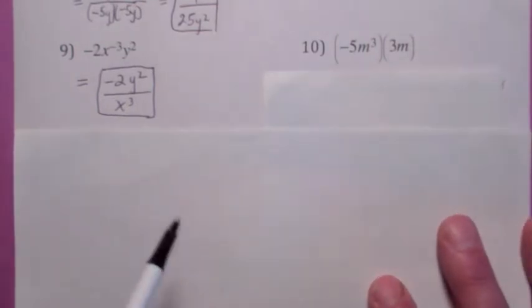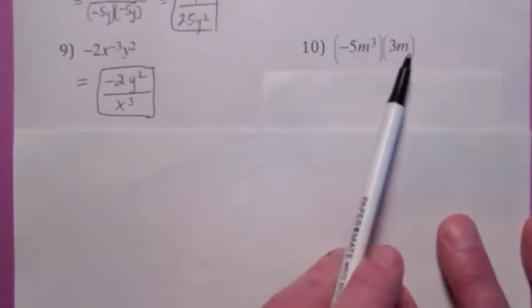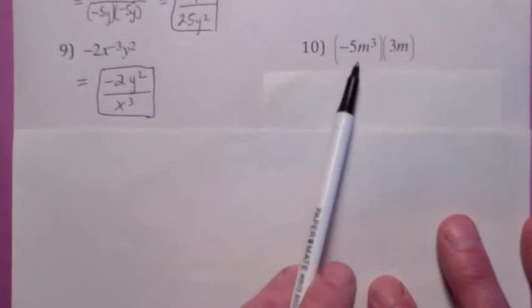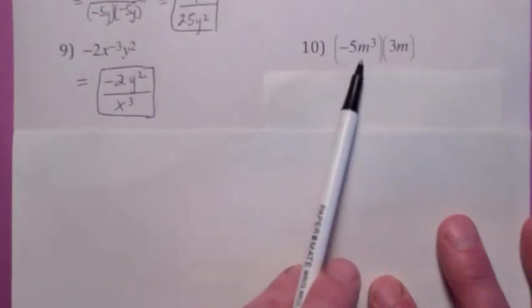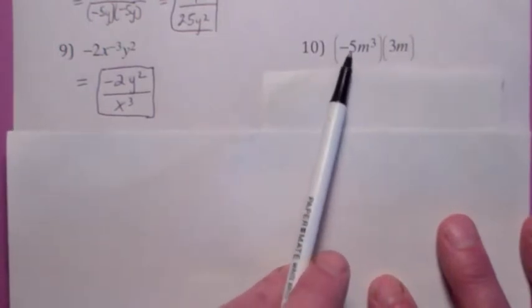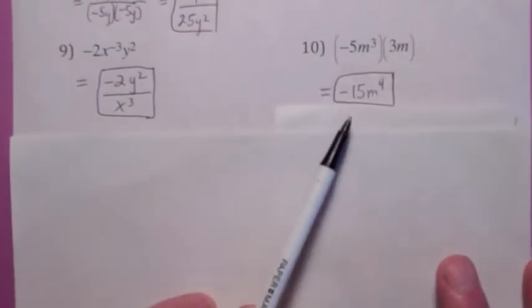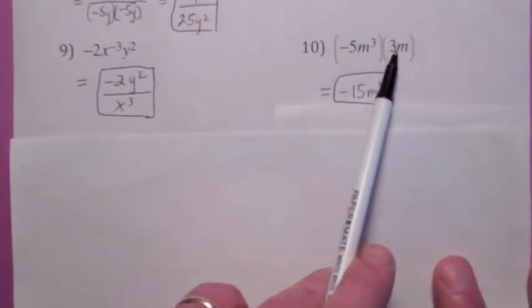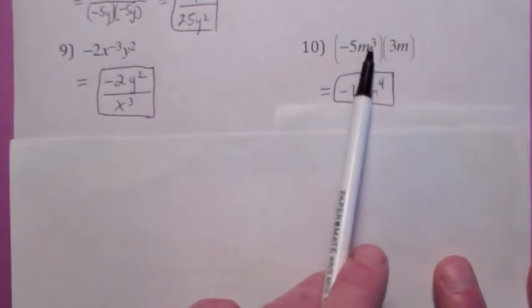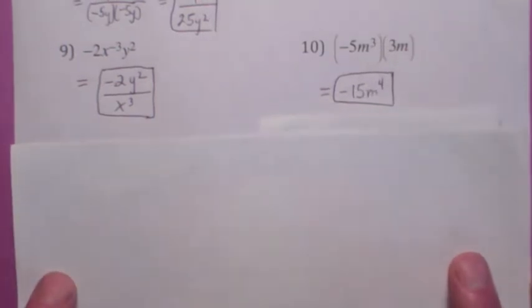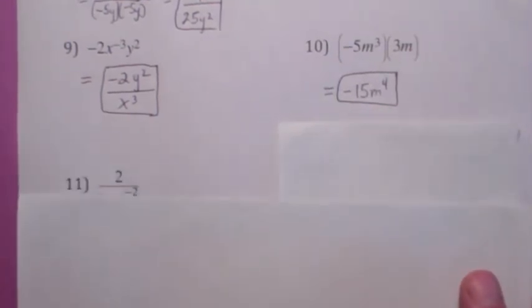How about this one? This one actually has nothing to do with negative exponents at all. You have to be ready for that. This is coming from what you just learned in the previous problem set. When you multiply, you can multiply the coefficients together and get negative 15. And since you're multiplying and the bases are the same, you can add the exponents. M to the third times m to the 1 is m to the 4th. Sneaky, huh? You got to be ready for that.